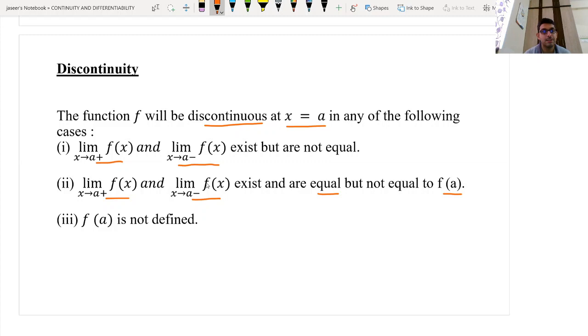So in the first case, the limit does not exist: the left hand limit and right hand limit exist but are not equal, which is the same as saying that the limit as x tends to a of f of x does not exist. In the second case, the limit as x tends to a of f of x exists but it is not equal to f of a. And the third one is that f of a is not defined. At a value where f of a is not defined, the function is also discontinuous.